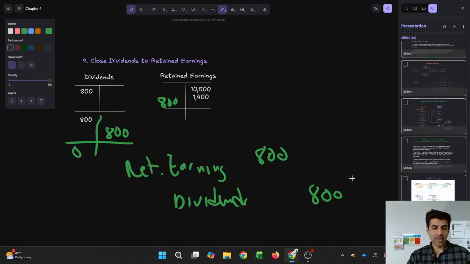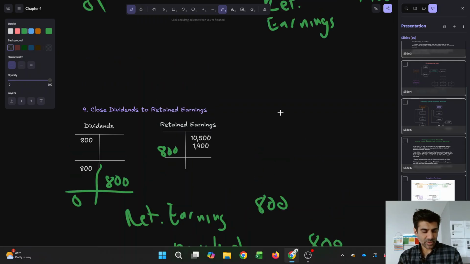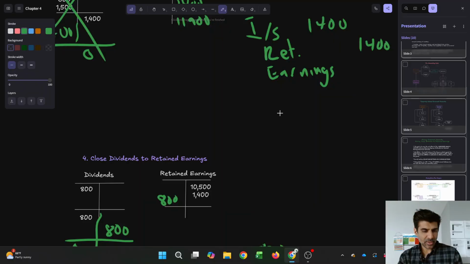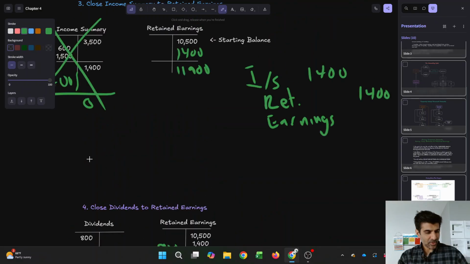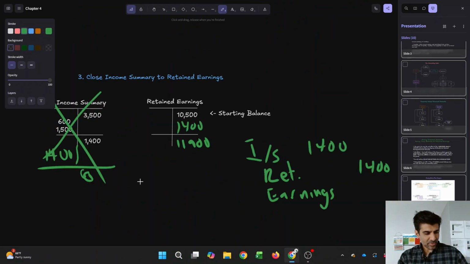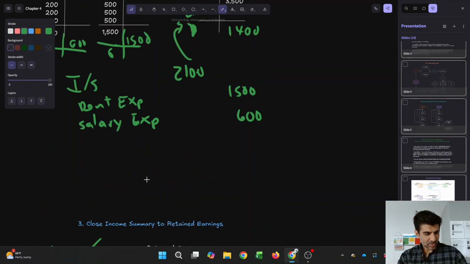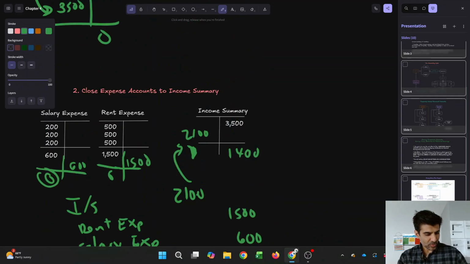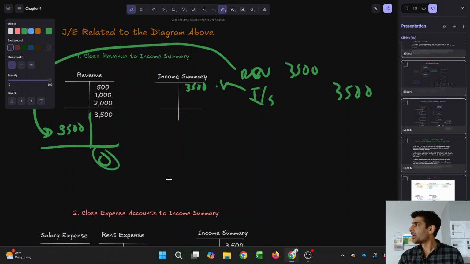Now what's my ending balance for retained earnings? Credit 11,100. This is the balance that's going to carry forward to the next period. And I'm happy. My dividends are 0, my expenses are 0, and my revenues are 0. That's my goal for this whole process.